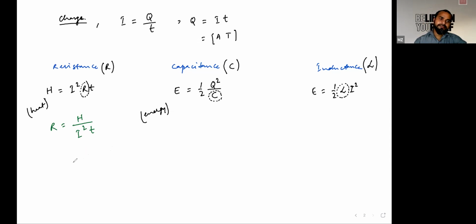The first one: H is heat, so it will be M L squared T to the power minus 2. I is current, so it would be A squared, and T. If you bring this T to the numerator, its exponent will become minus 1. So minus 2 and minus 1 becomes minus 3. So it will be M L squared T to the power minus 3, A to the power minus 2. For the dimension of current, use A. Otherwise, correct, Adam.